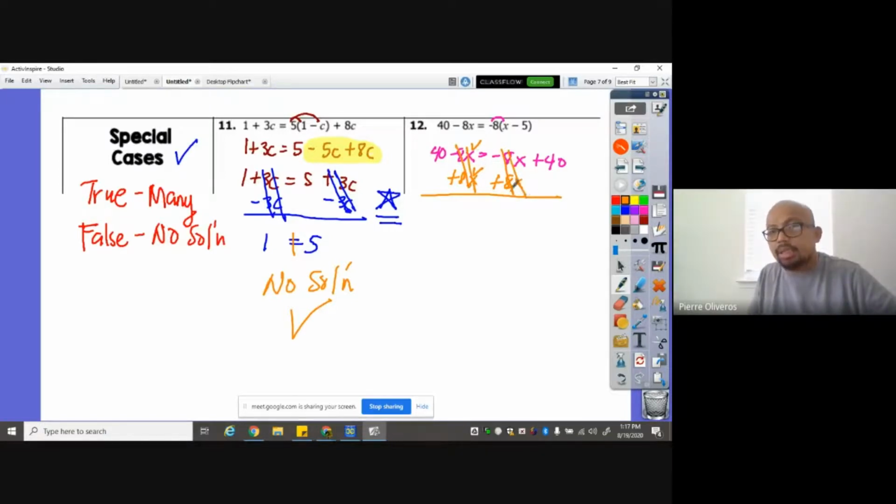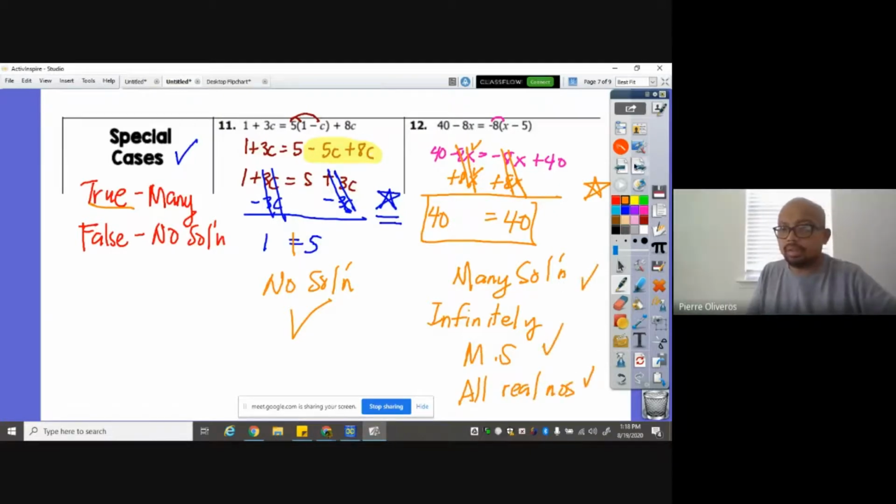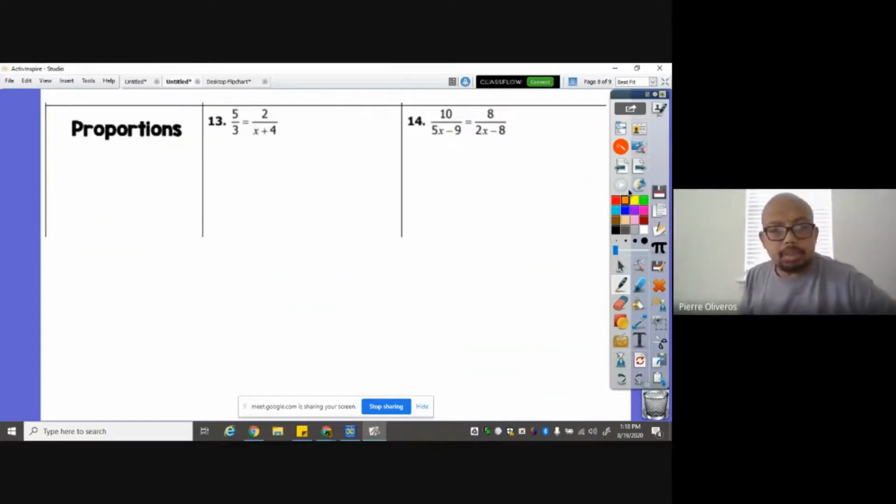If they're going to be canceled, there's no more x. And you should be alarmed that this is a special case. What's left now is 40 is equal to 40. Is 40 equals 40 true or false? Yes, it's true. So therefore, this is many solutions, or some books refer to it as infinitely many solutions, or all real numbers. So one of these three is a correct answer. All right, that's a special case for solving.